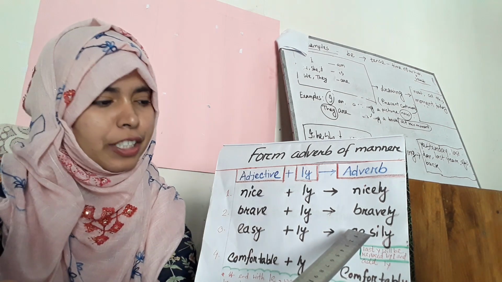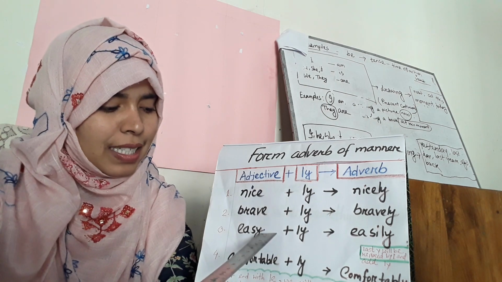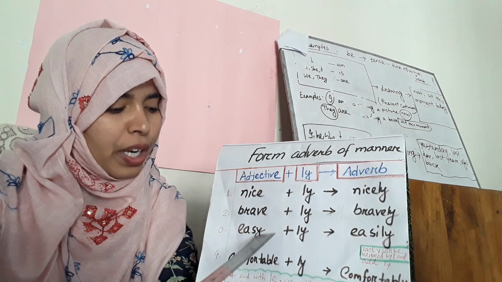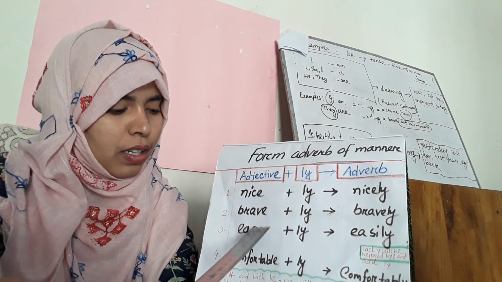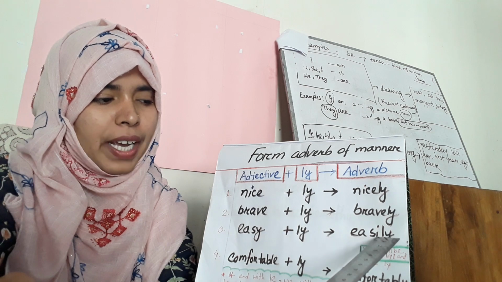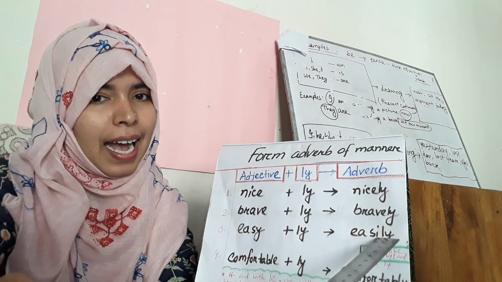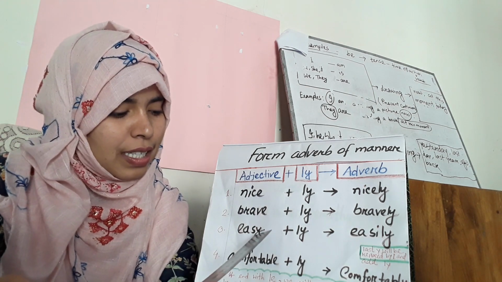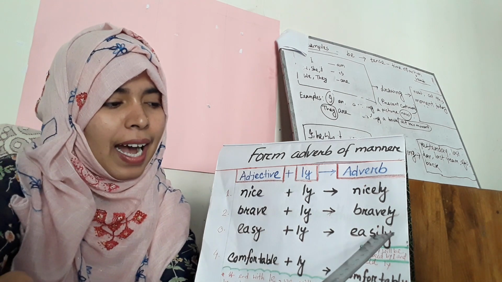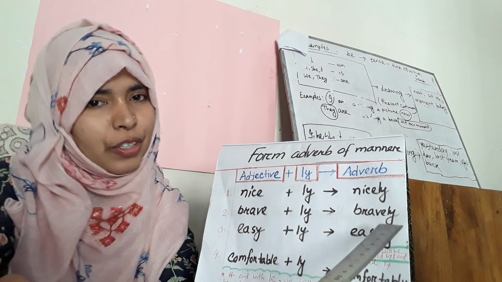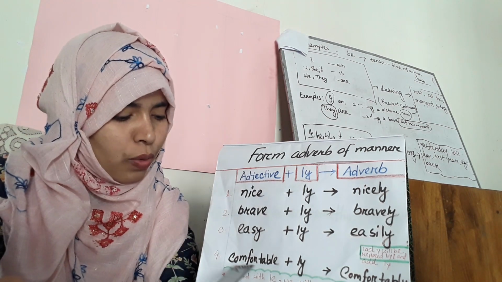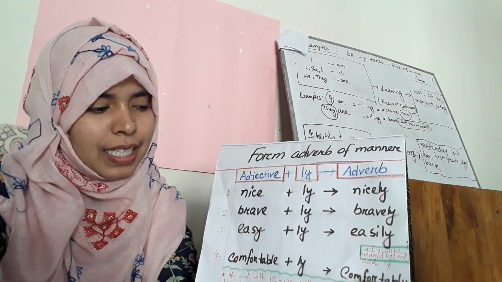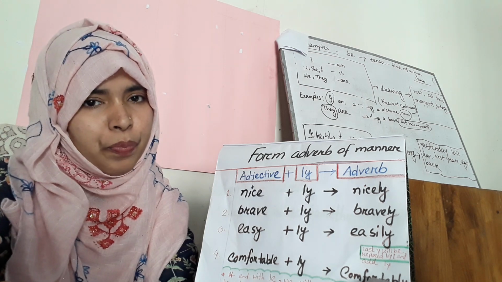Now the question is, if there is y at the end of any adjective or at the end of the word, we have to replace it by i. Here, there is no y; instead of y, I have used i. So it is proved here that if we see any y, we will replace it by i and then add ly. Do you understand? Okay. The last one is comfortable. If we see the adverb, it will be comfortably.